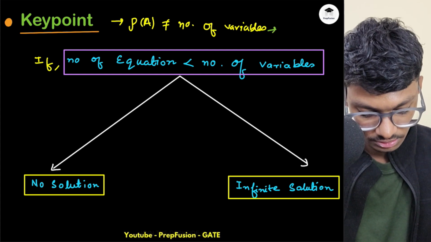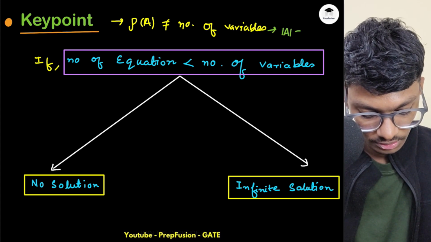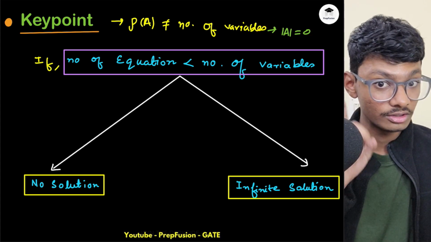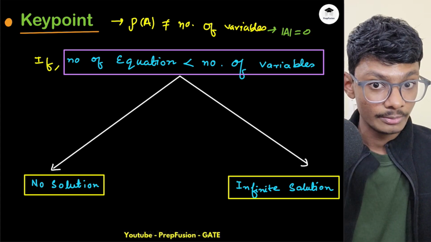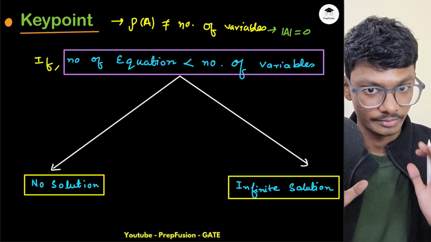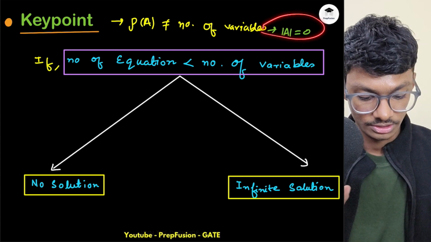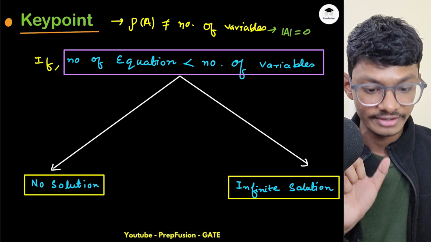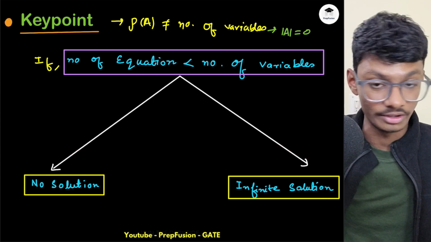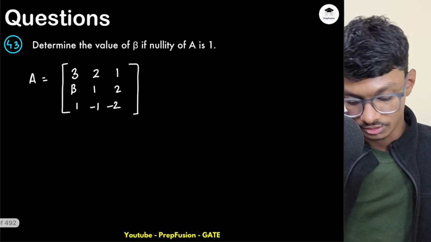Hence the determinant of A will be equal to 0. And if the determinant of A equals 0, what do you know? For determinant of A not equal to 0, we know we get a unique solution. But for determinant of A equal to 0, we're talking about the non-homogeneous equation. Just remember, this is the non-homogeneous equation. For a non-homogeneous equation, if the determinant of A equals 0, that means I will have either no solution or infinite solutions. I've already told you this in the summary part.